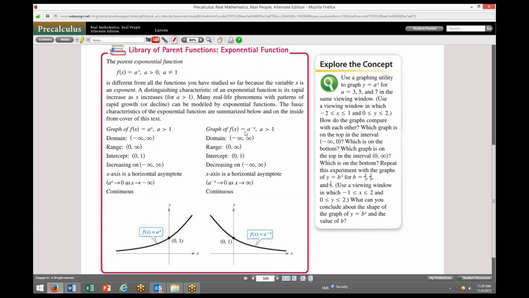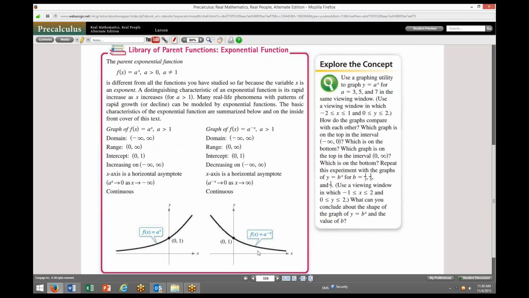What about the other one? A to the negative x, where a is greater than 1. That's like 2 to the negative x, or 4 to the negative x, or 10 to the negative x. Also, 2, 4, and 10 to the negative x are exactly the same as the graphs of 1/2 to the x, 1/4 to the x, and 1/10 to the x, respectively. Same. In fact, if you graph both of them, you'll see it's exactly the same graph.